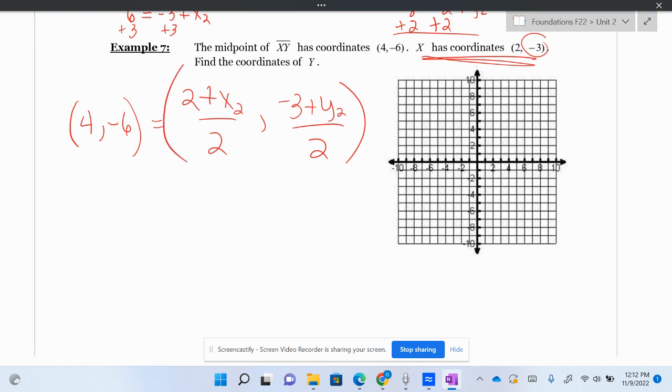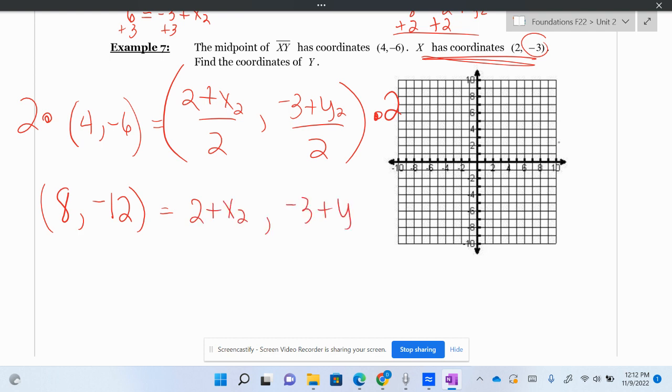I want to just go ahead and get rid of those fractions right off the bat. So can't I just multiply everything on this side by 2 and everything over here by 2? So, 2 times 4 is 8. And 2 times -6 is -12. So 8 and -12 have to equal 2 plus x sub 2 and -3 plus y sub 2.